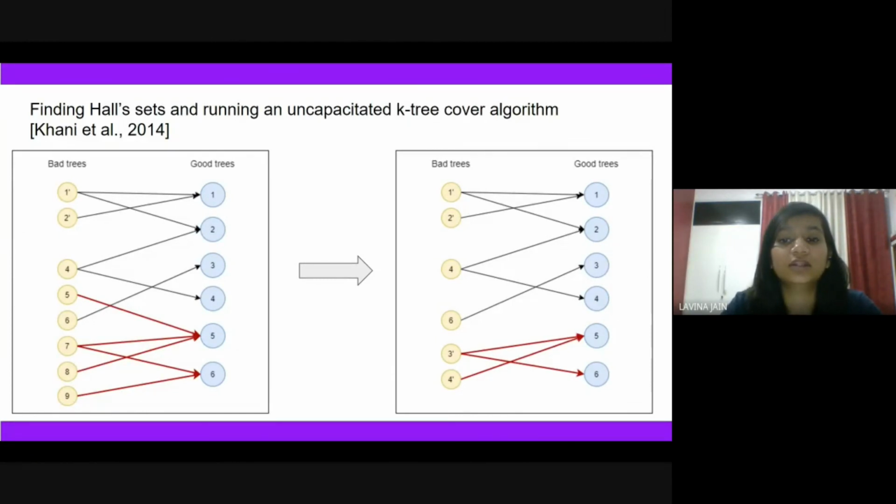Like in this example, the vertices of bad trees 5, 7, 8, and 9 are covered within two optimal trees, because otherwise we could have made one more good tree and the neighborhood of the set would have been 3. Now, since these vertices are covered in two optimal trees, they can be appropriately recombined into two trees of cost within a constant factor of t star. That is why we are able to reduce the size of the Hall set to the size of their neighborhood. This way, we keep on resolving Hall sets and ultimately reach a perfect matching of bad trees and good trees. We have succeeded in creating k sufficiently dense trees with cost of O of t star.